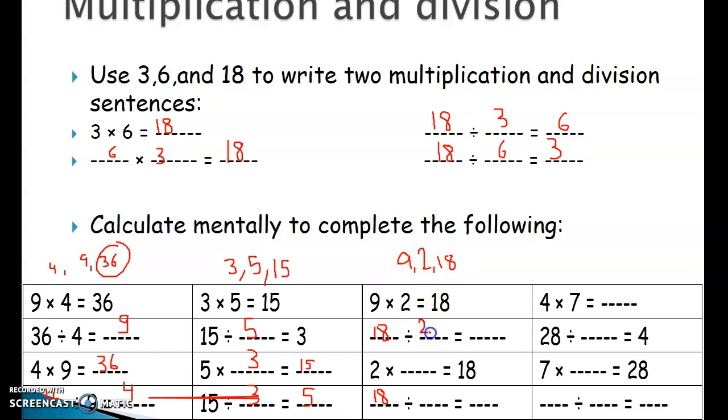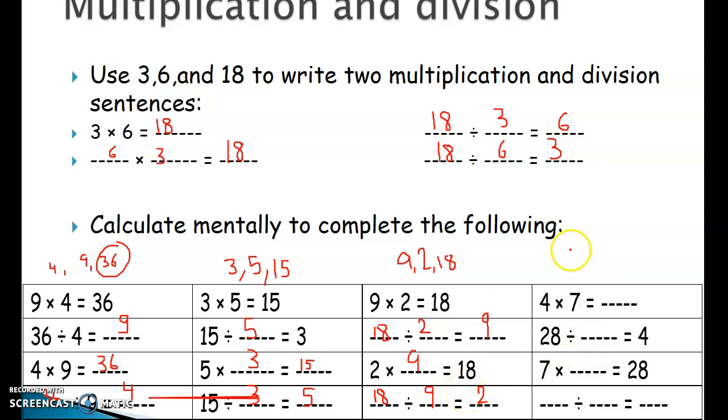If you choose 2 here, down below which number do you have to choose? 9. Here you wrote 2 and you wrote 18. The remaining number is 9. Here you wrote 18, you wrote 9. Which number is left? 2. We said that 9 times 2 in multiplication is the same as 2 times 9. I will get the same answer, 18.